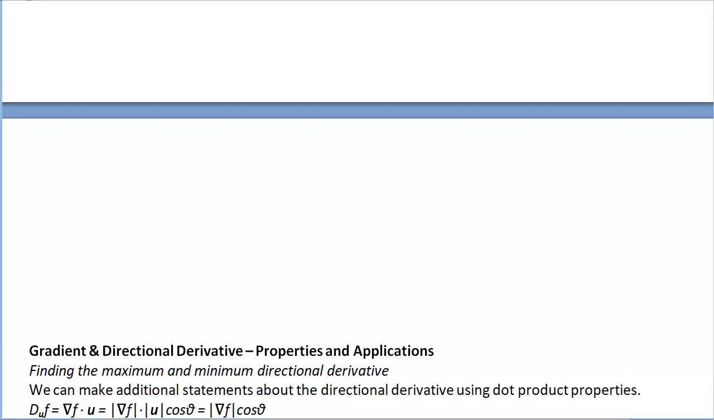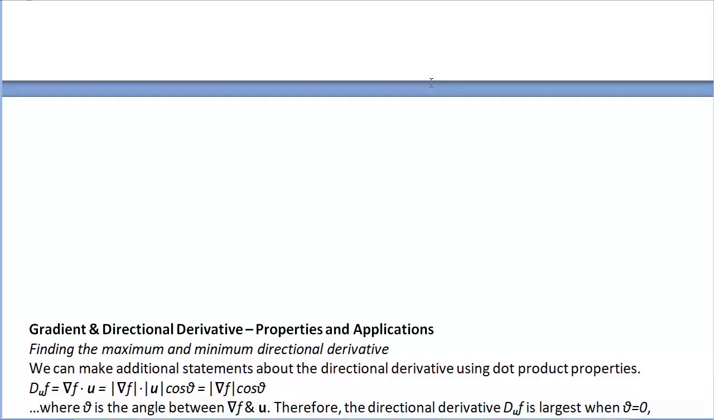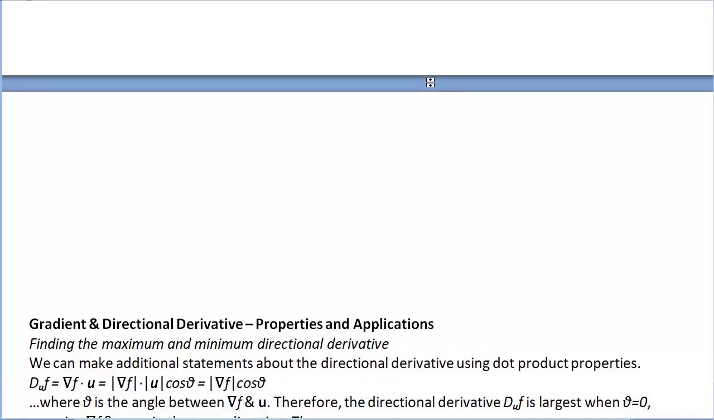So for the directional derivative, we can make some additional statements about it using dot product properties. We have this formula that the directional derivative of the function f in direction of unit vector u is just grad f dot u. But we know properties of dot products, that is just the magnitude of the gradient of f times the magnitude of u times cosine theta. But we already said u is a unit vector, so this is just the magnitude of grad f times cos theta, where theta is the angle between these two vectors, grad f and u.